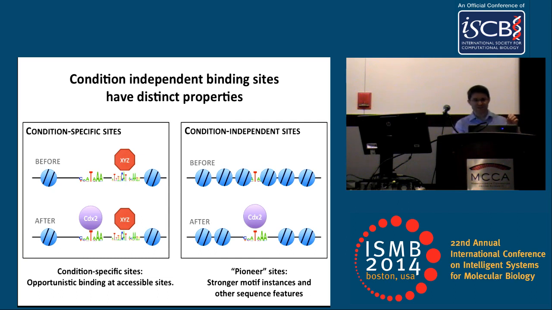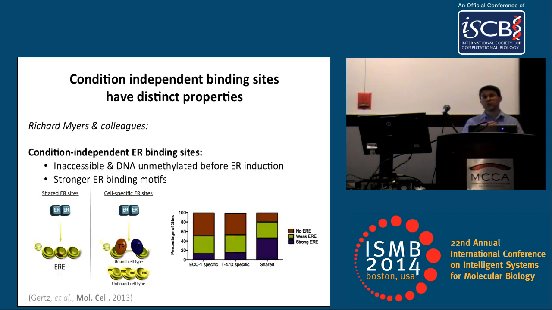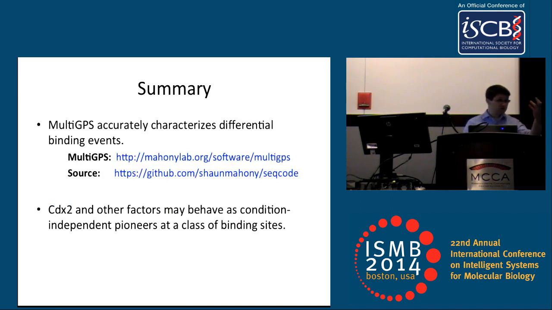And just as a last point, I promise, we're not the only ones to have seen this for given transcription factors. There was a recent study from Rick Myers where they seemed to come to the same conclusions for ER and for GR binding as well, where they were seeing a subclass of sites that were inaccessible and, in their study, unmethylated, and which seem to have stronger motifs present at them. So this might be a more general behavior for mammalian transcription factors. There may be condition-specific sites that are set up opportunistically, and condition-independent sites that may be specified by some other mechanism.